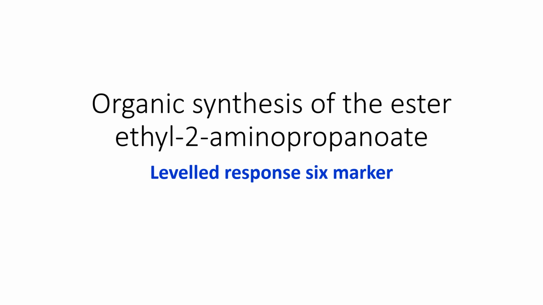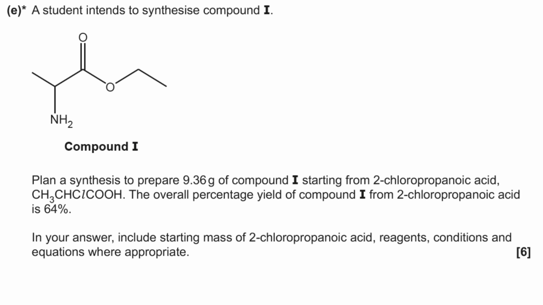Hello and welcome to this quick look at an organic synthesis two-step leveled response 6 marker. It's specifically looking at an ester called ethyl-2-aminopropanoate. Now, you don't necessarily have to have heard of that to do the question. I've just used it in the title because you can see from the structure that it's ethyl-2-aminopropanoate.